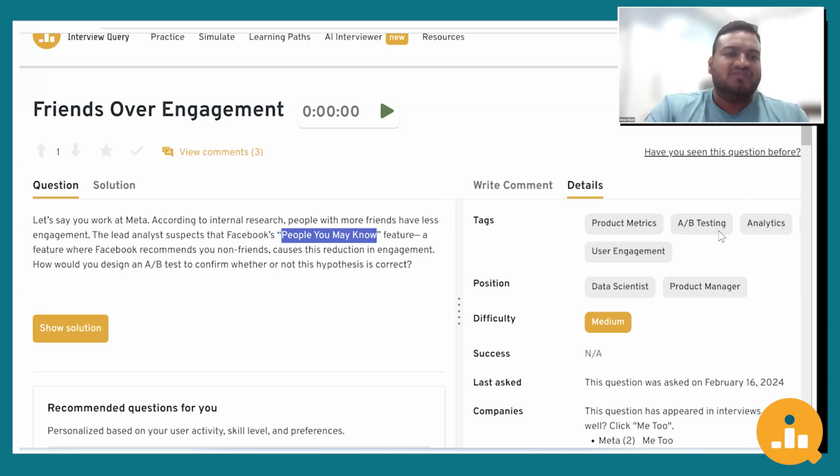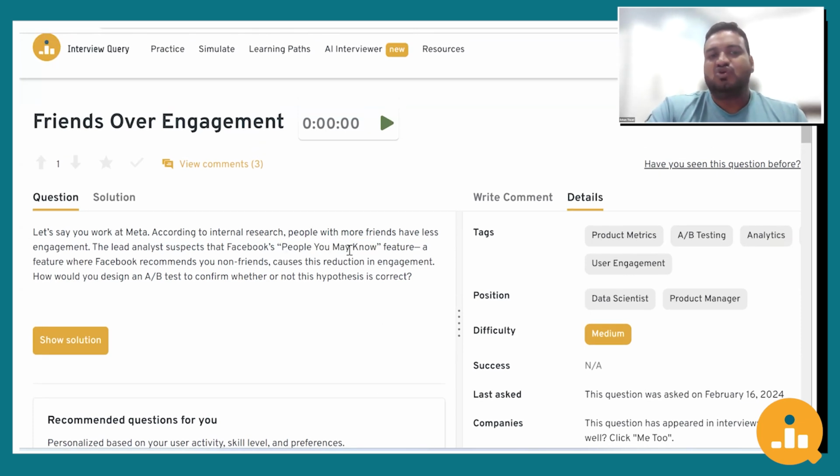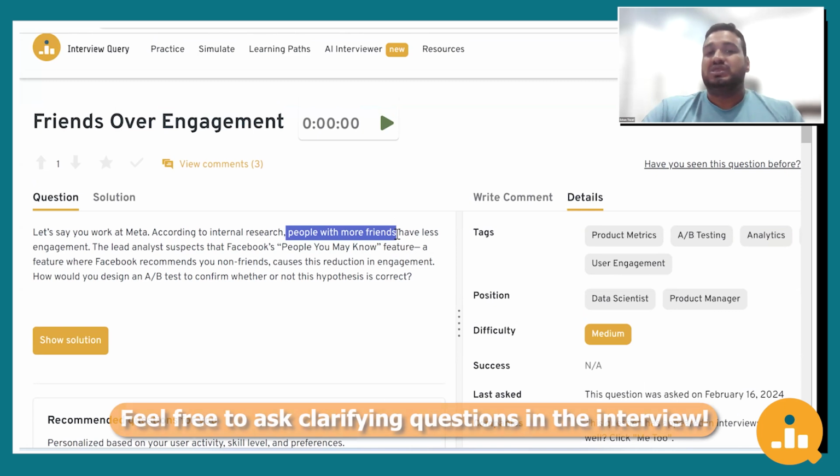As I said, in the first part I would be spending more time understanding this problem statement. Or the best thing we can say is, I would be paraphrasing my understanding of this question and verifying it with my interviewer. Here, a few things caught my attention. First is people with more friends. Here I would like to clarify with my interviewer, even though it sounds very clear.